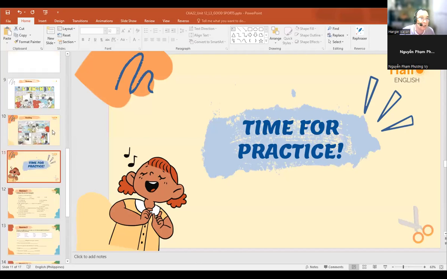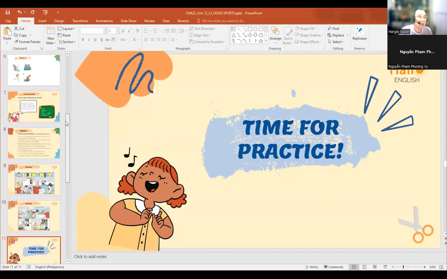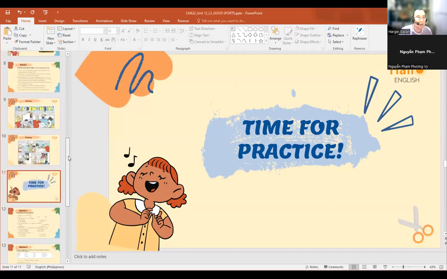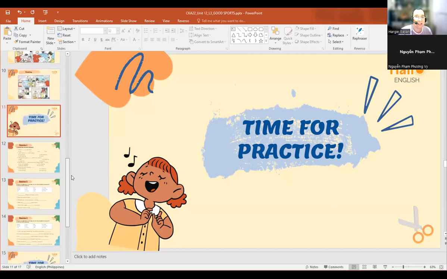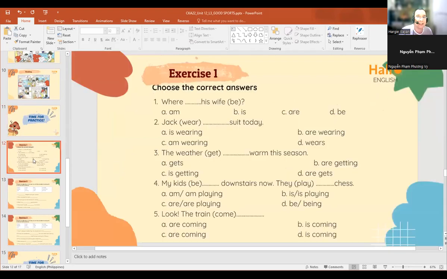Now, this time we are going to have time for our practice, right? With regards to the lessons that we were able to discuss last time. So we discussed all the structures, okay? And then we're going to have practice now. So for our exercise number 1, we have to choose the correct answers in here. Okay, number 1, kindly read the sentence and answer.